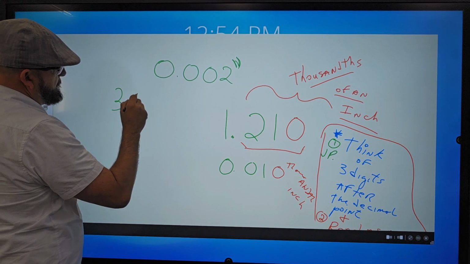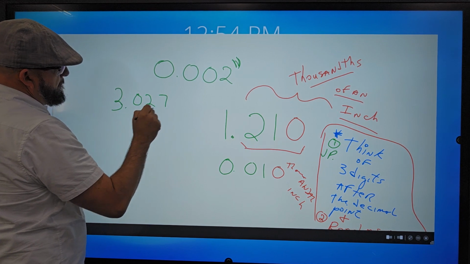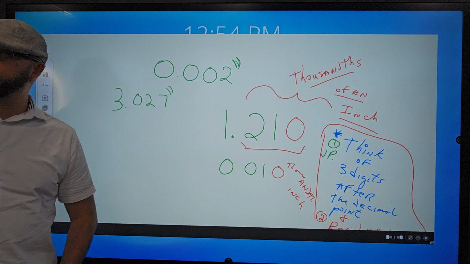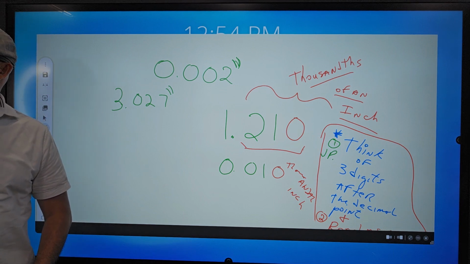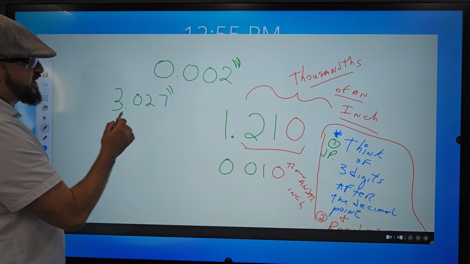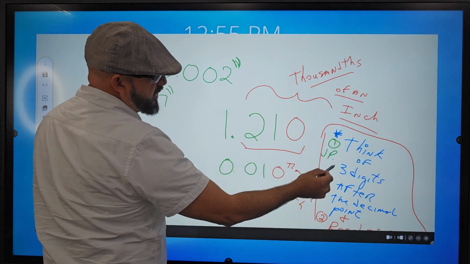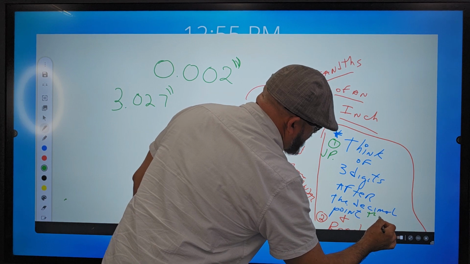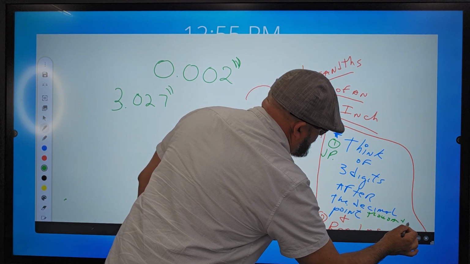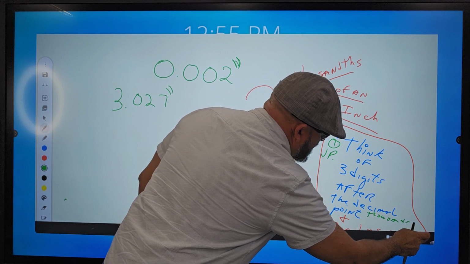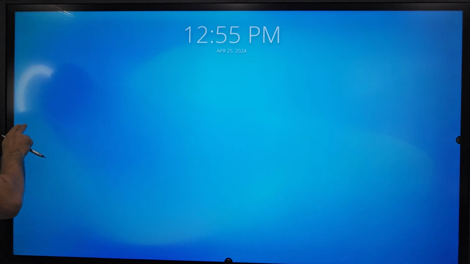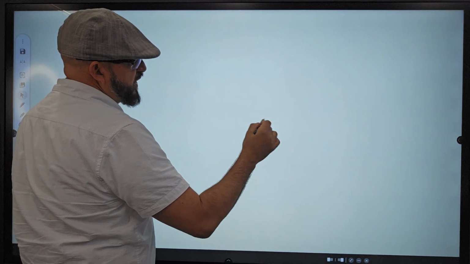So, and what about this number? Let's make 3. And this in inches. How would you read that number? Right here on the right. 3 inches and 27 thousandths. That's right. 3 inches and 27 thousandths of an inch. So you think of 3 digits after the decimal point, and then you say thousandths right here. And after you think of 3, you put thousandths.